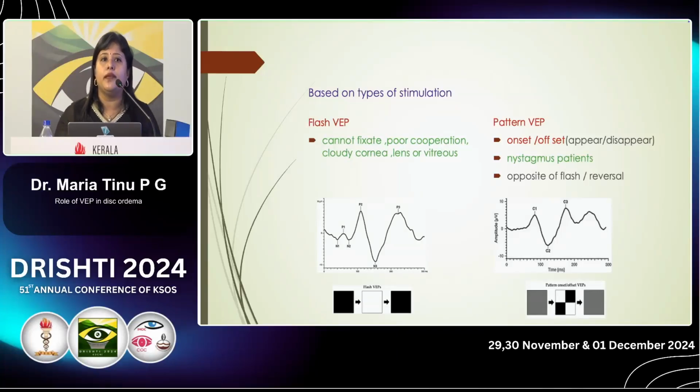Whereas in pattern VEP, the first type is the onset-offset type. Here the checkerboard pattern is made to appear and disappear. It should be used in nystagmus patients, because using pattern reversal VEP in a nystagmus patient will exacerbate the nystagmus. The waveforms we get are C1, C2, C3. It is opposite to that of flash and reversal, because the first wave is a positive wave followed by a negative wave, then again a positive wave. C1 is at 75 milliseconds, C2 at 125 and C3 at 150 milliseconds.